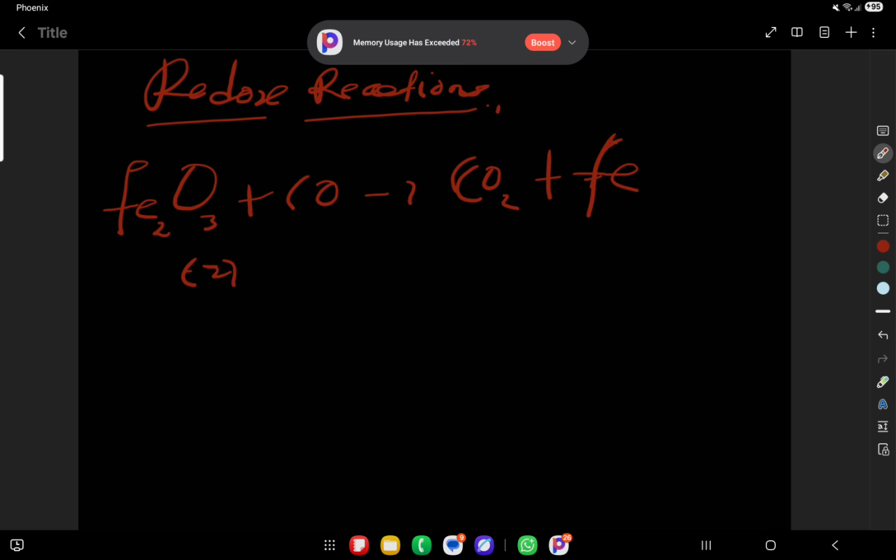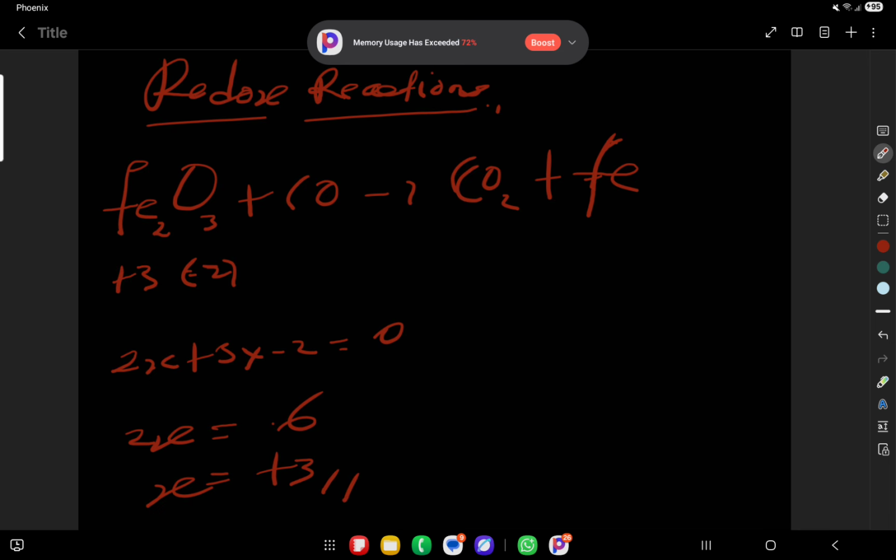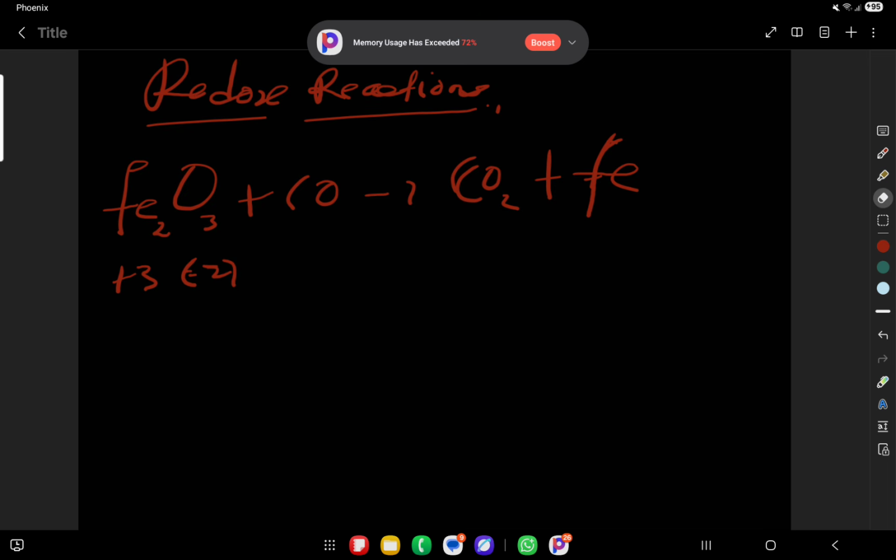Then for iron, you have to calculate it. How? You say 2 multiplied by x plus, how many oxygens are there? 3. Multiplied by what's the oxidation state of oxygen? Negative 2, which is equal to what's the net of everything? There's nothing, so that means 0. So you say 0. Then 2x is equal to 6. This multiplied by that, you're going to have positive 6. It means that x is equal to positive 3. So for iron here, it is positive 3. Then for oxygen, again, we don't calculate. So in this one, we have negative 2.